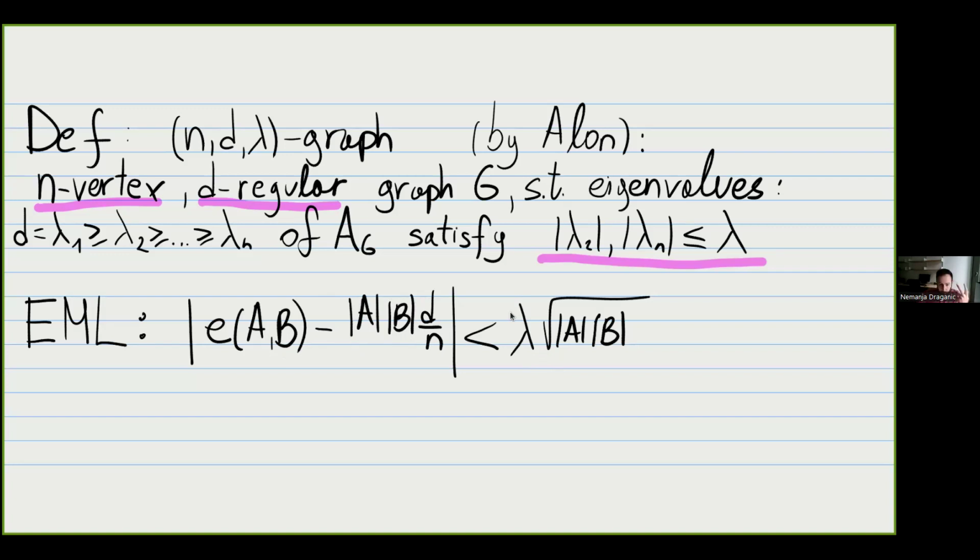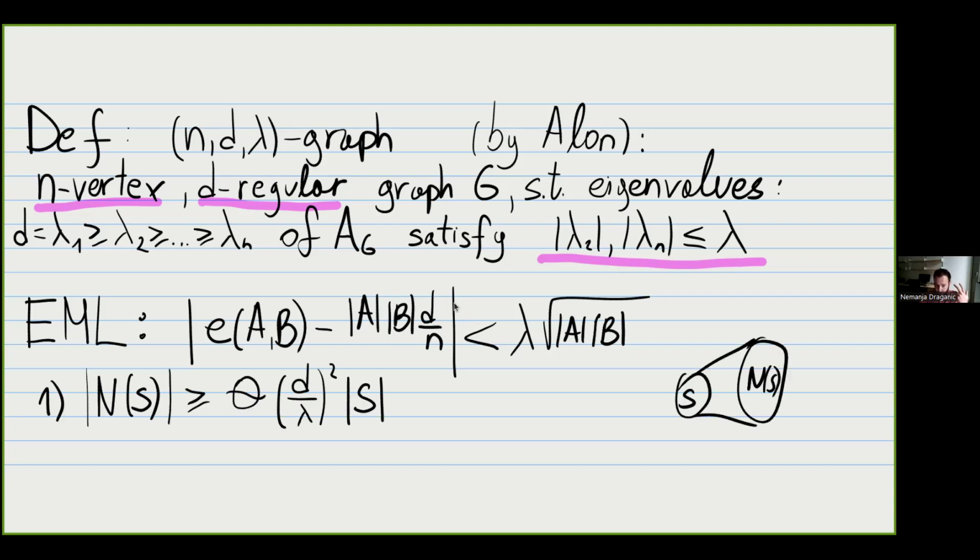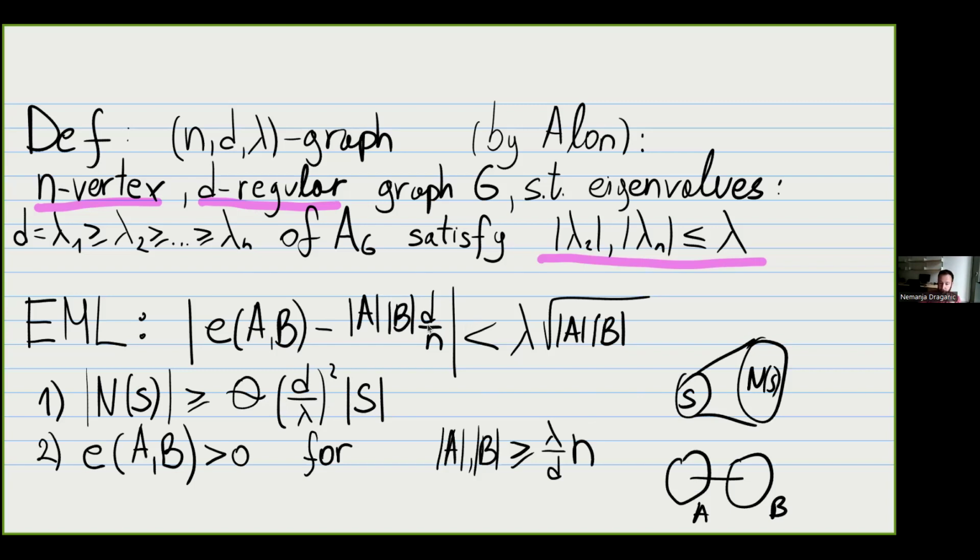Okay, so to understand better the properties of such graphs, I want to extract two simple consequences from the expander mixing lemma. One of them is vertex expansion of sets. For every set, if you look at its external neighborhood, its size will be roughly a d over lambda squared factor larger than the set itself. This is an easy consequence of the expander mixing lemma. And another one, which you can also prove, is that if you have two large enough disjoint sets, you'll always have an edge in between.